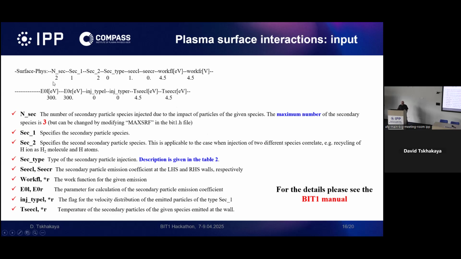The main limitation is that only 2 particles can be correlated, the emission of 2 particle species can be correlated. And for this, I suggest you go to the manual. And with this, I've completed the whole Monte Carlo description of BIT1. Thank you for your attention.